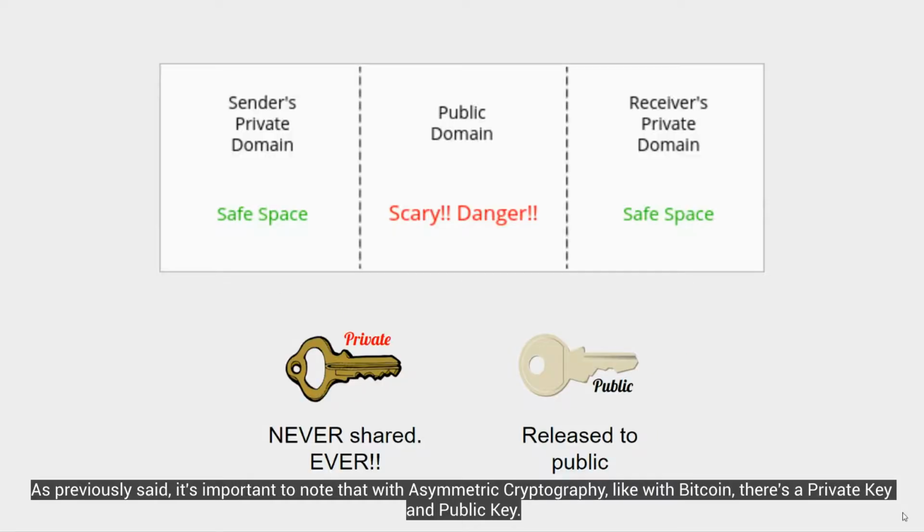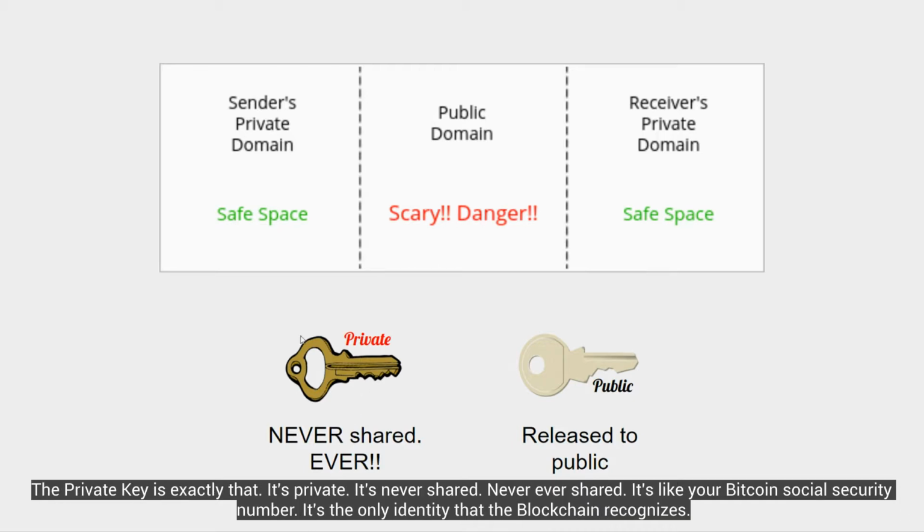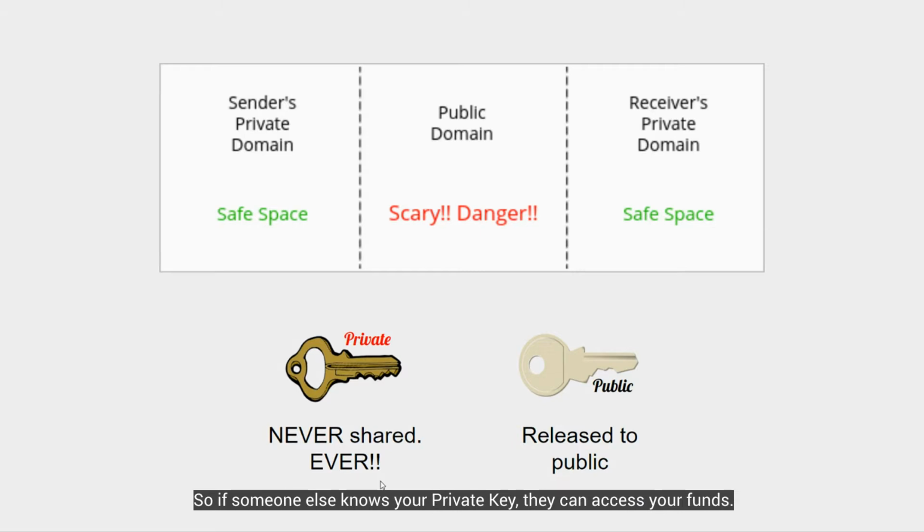Before we move further, it's important to note that with asymmetric cryptography, like Bitcoin, the two keys involved are called a user's private key and public key. The private key is exactly that. It's private. It's never shared. Never, ever shared. It's like your Bitcoin social security number. It's the only identity that the blockchain recognizes. So if someone else knows your private key, they can access your funds.